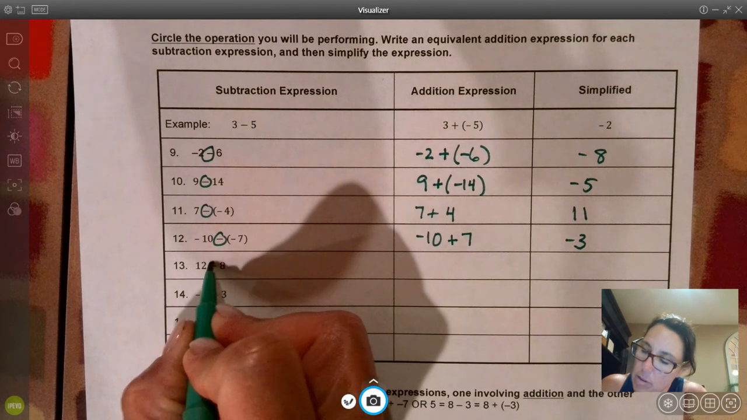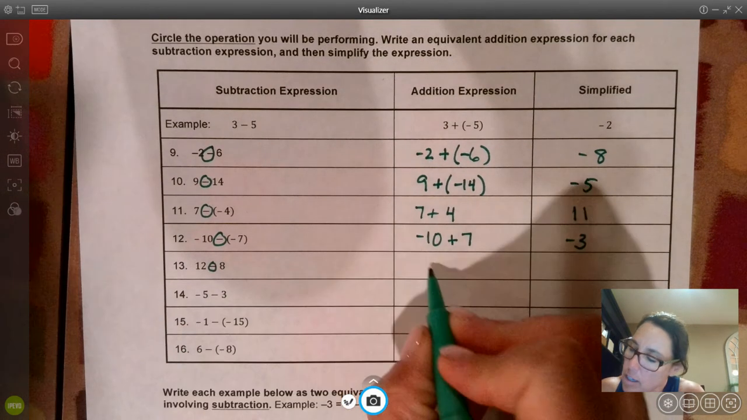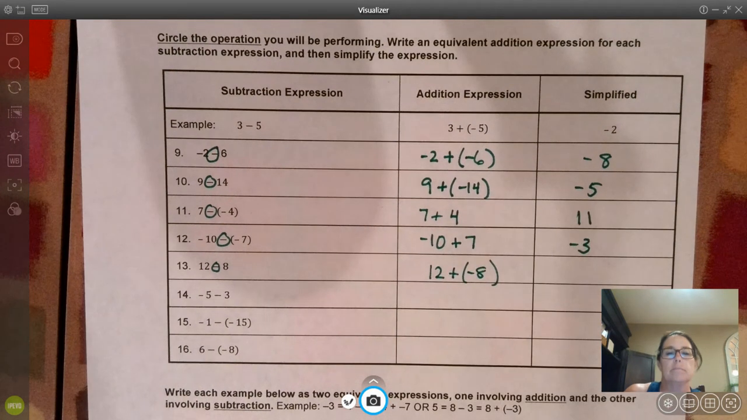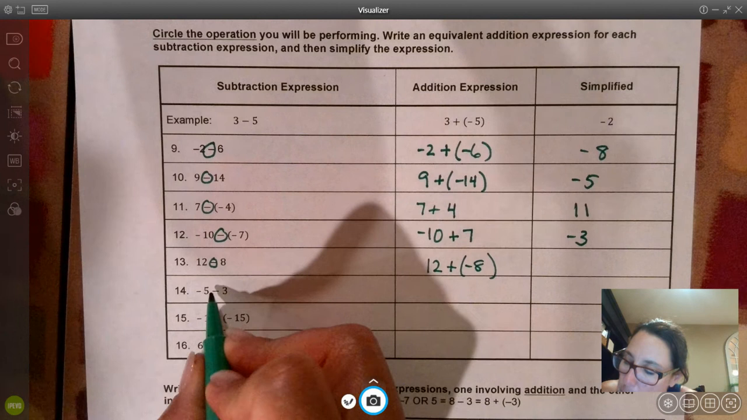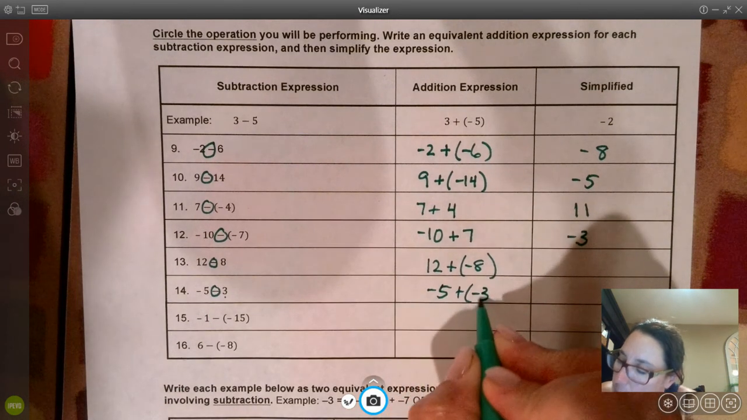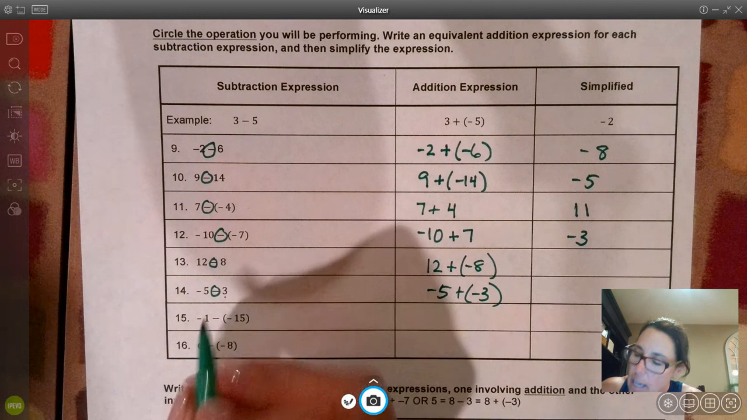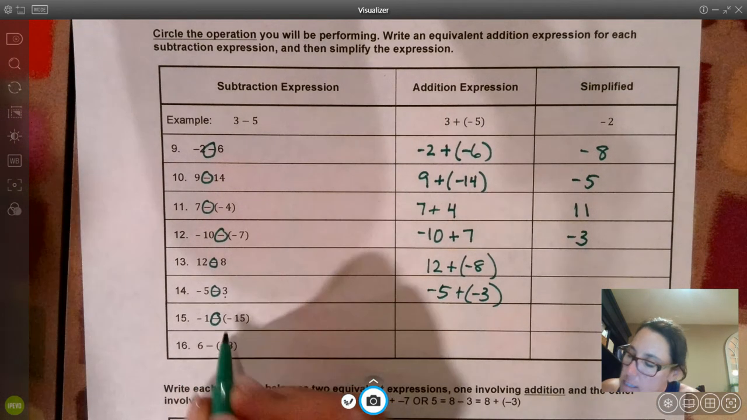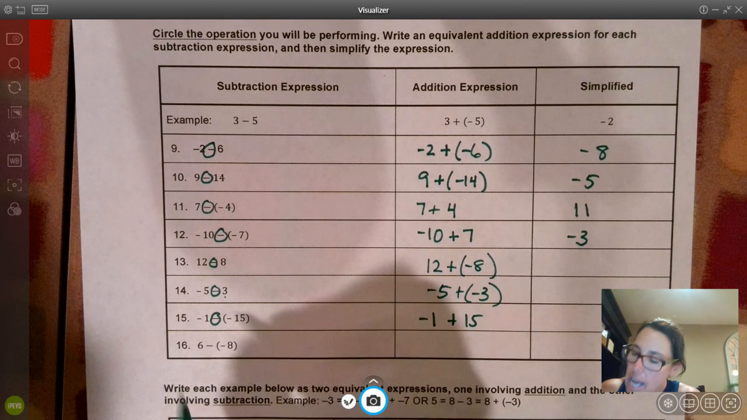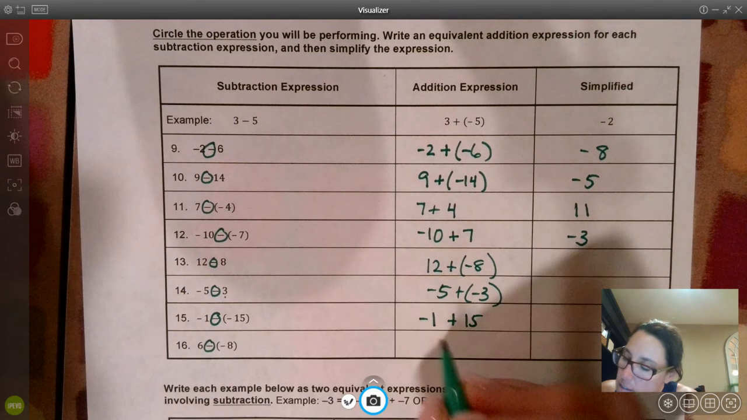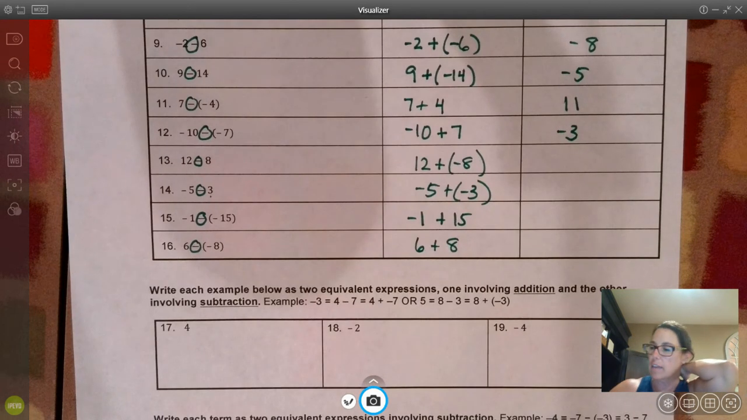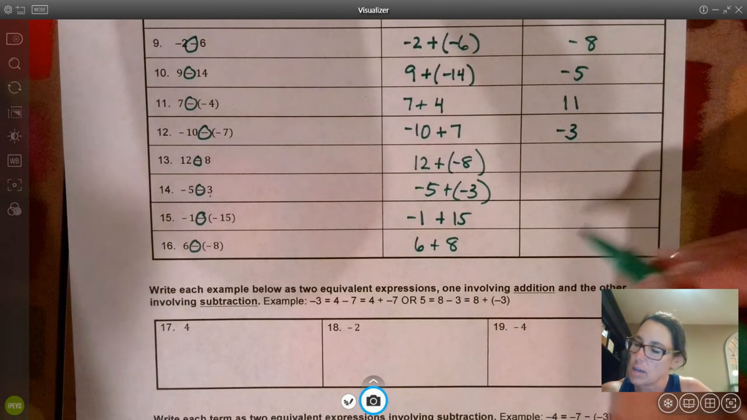Okay, after the minus sign is a positive, so we're going to make it a negative. After the minus sign is a negative, we're going to make it a positive. Okay, now the answers to these are the same.